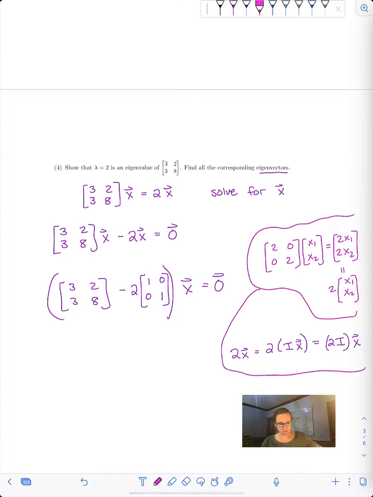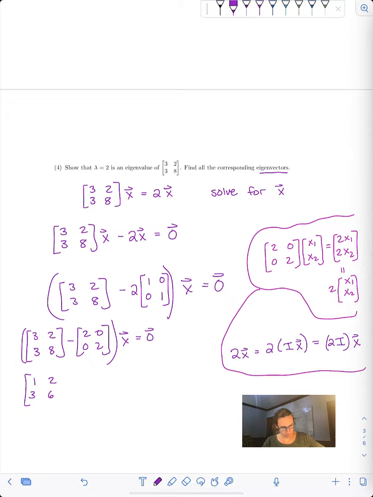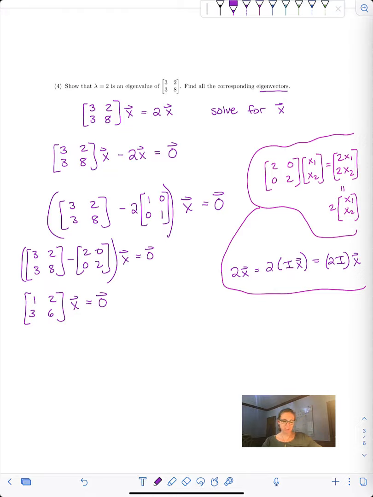Okay. So now we have something we can work with. So we have 3, 2, 3, 8 minus 2, 0, 0, 2 times our x vector equals 0. And so this tells us that we have 1, 2, 3, 6 times x equals 0. We still need to solve for x, so we need to row reduce. If we take 1, 2, 3, 6 and apply row 3 minus 3 row 1, we get 1, 2, 0, 0. And now we know how to solve this, right?